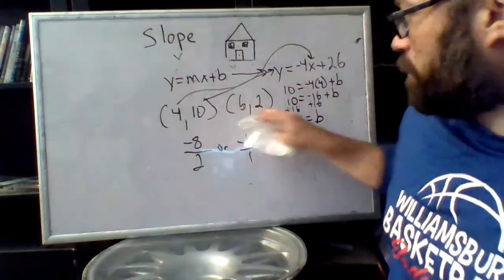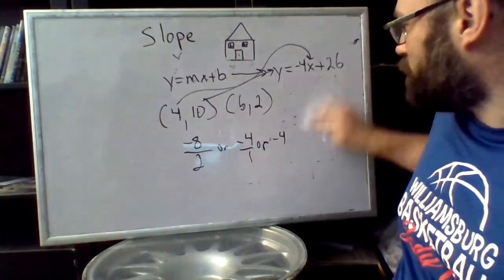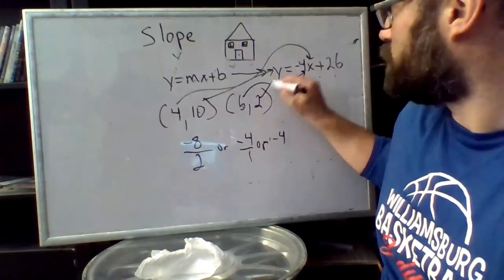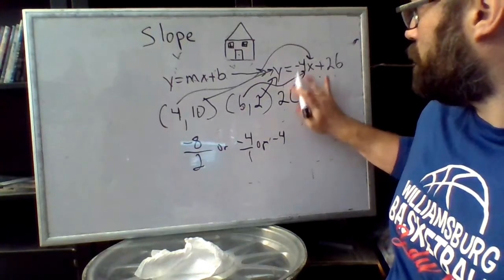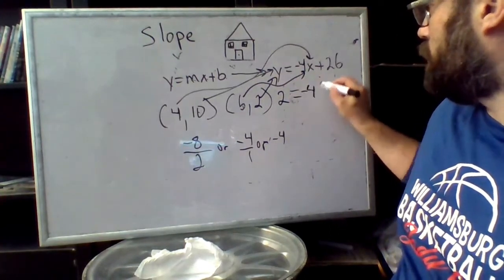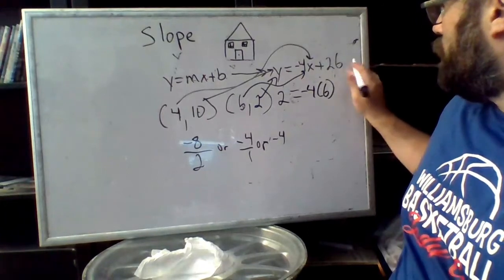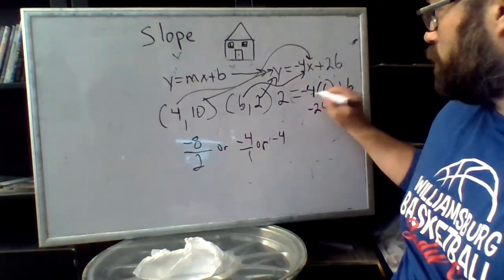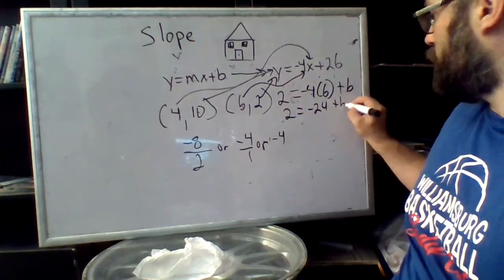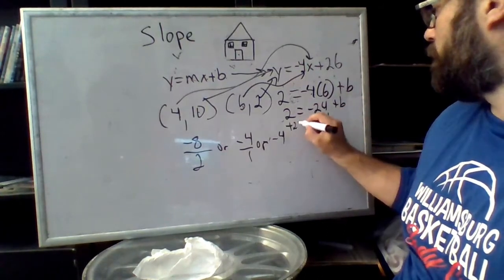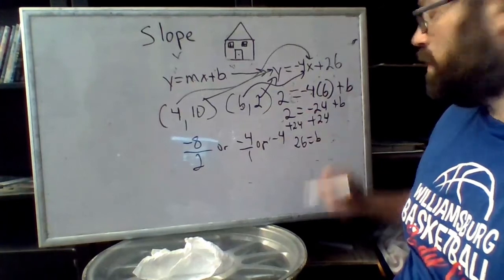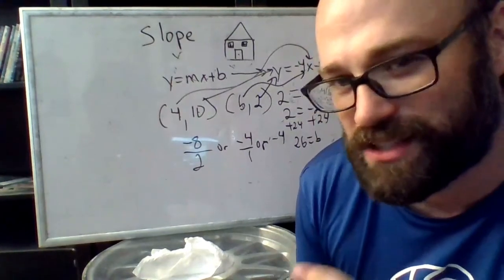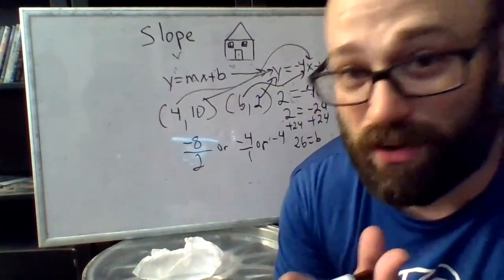And so let's plug in the other point just to make sure. You don't have to do this, but I just want to make sure you understand. If I plug in the other point, 6 for x, 2 for y, I plug 2 in for the y: 2 equals negative 4 times 6 plus b, because we don't know what the b is yet. We know it's 26, but negative 4 times 6 is negative 24 plus b. Now I add my 24 to solve. 26 equals b. Hey, we get the exact same thing. Because we know those points are on the line, we can plug one of those in and solve for our b.